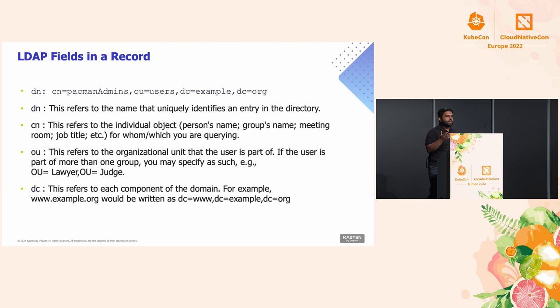So if, for example, your organization's website or domain name is www.example.org, then your domain components would say DC=www, DC=example, DC=org.